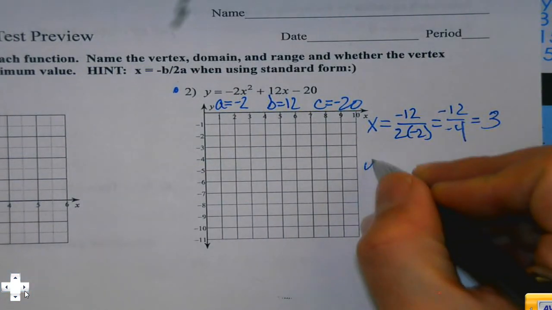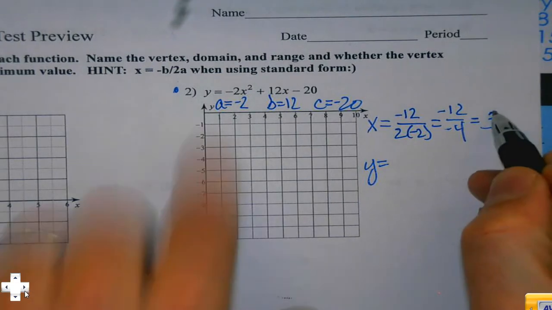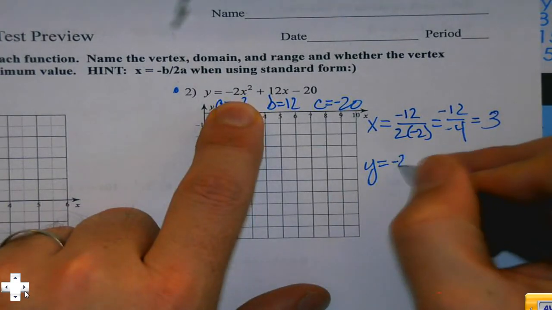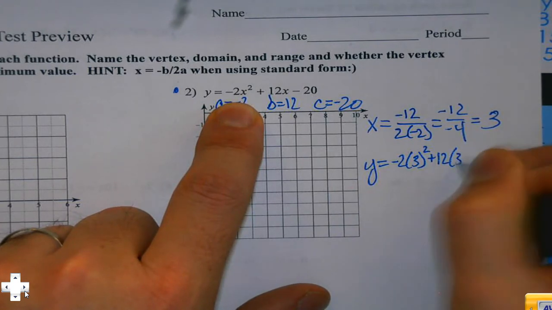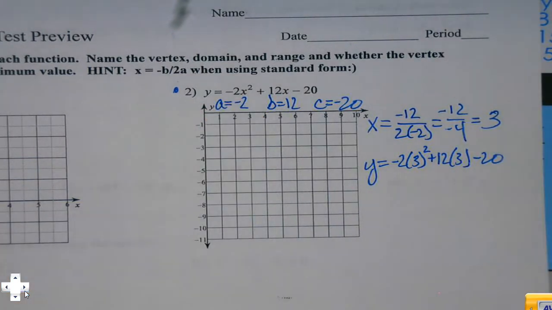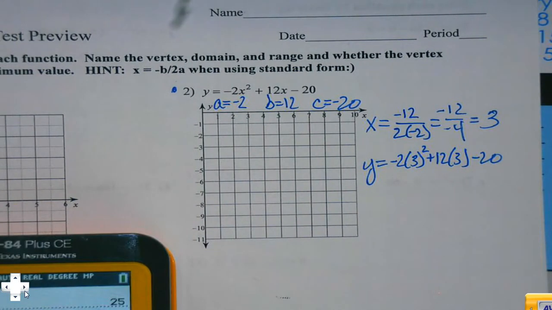What about y? Take the 3, plug it in. Now that you absolutely could go ahead and type into the calculator.